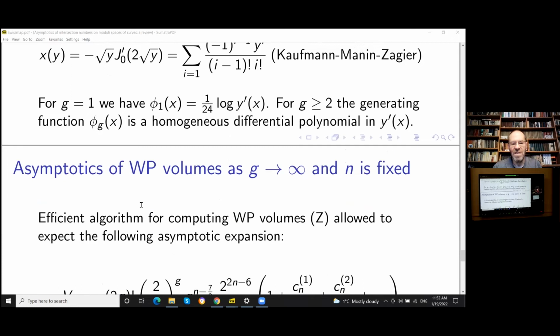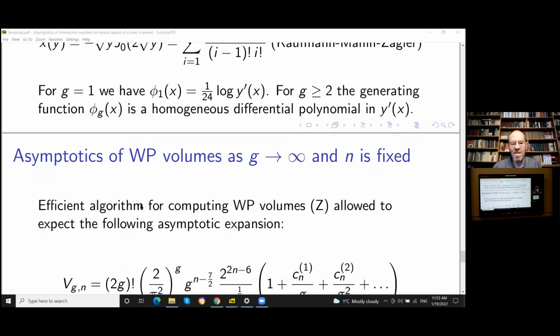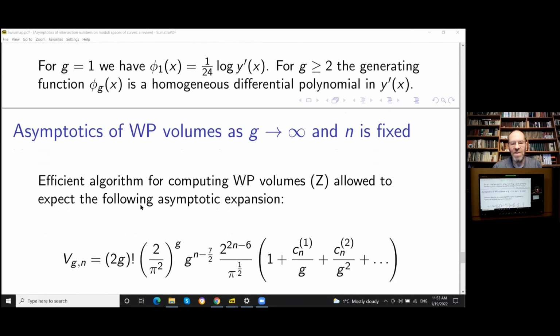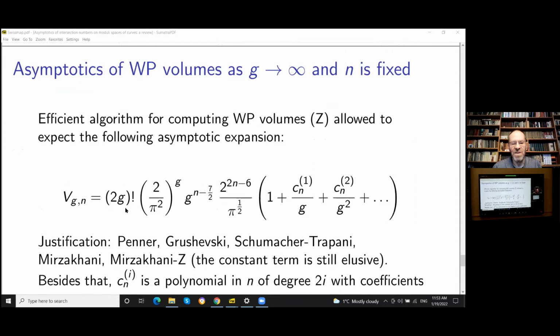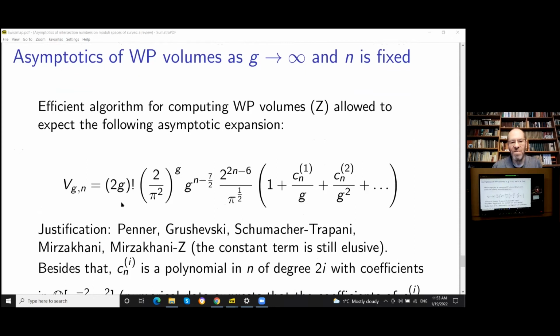So I designed an efficient algorithm for computing Weil-Petersson volumes some time ago, and it allowed me to compute Weil-Petersson volumes up to g equal to 75 for small values of n. And analyzing this numerical data, I came to the following asymptotic expansion. So the Weil-Petersson volume of M_{g,n}, where n is fixed and g tends to infinity, has the following form.